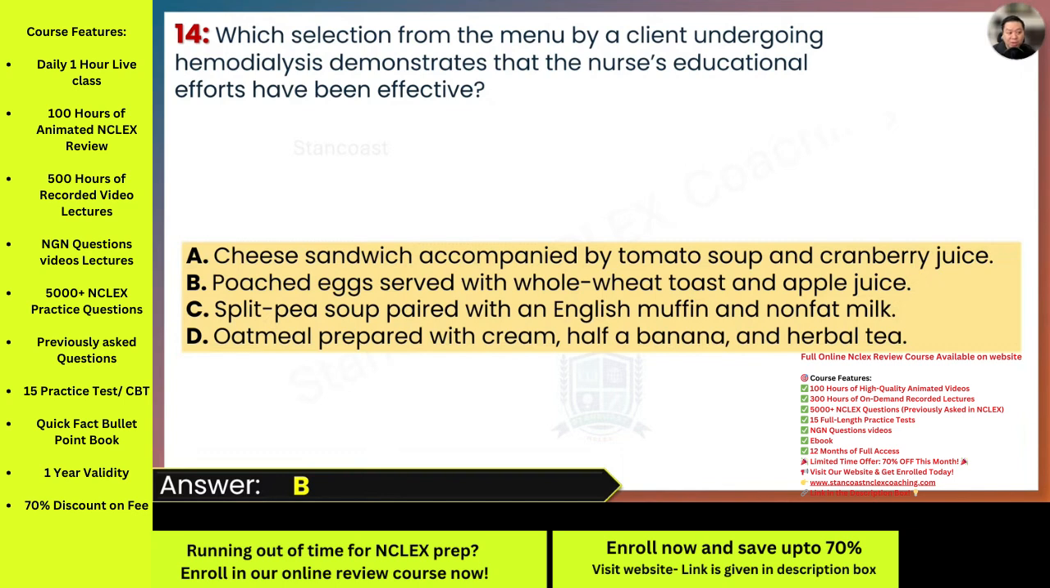And so for you to answer this question, you have to eliminate those options with high potassium. So we have the bananas, we have that tomato soup, and the split pea soup.